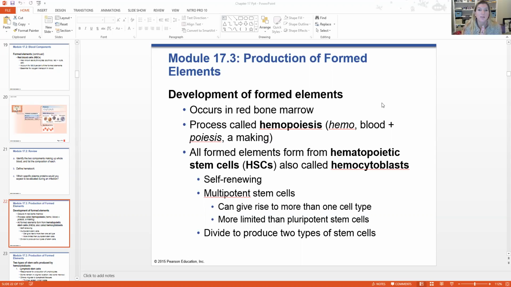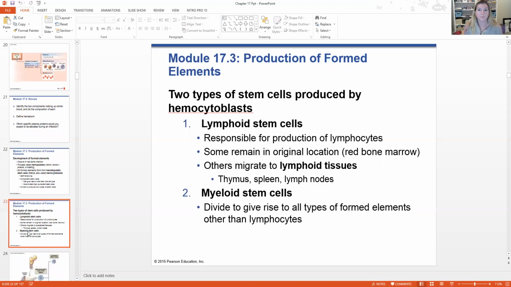They basically divide and, like I said, they produce those two types of cells. They produce the stem cell that is going to recreate more stem cells, and then the cell that can differentiate into a new blood cell. So those hemocytoblasts produce the lymphoid stem cells. The lymphoid stem cells are responsible for production of all of the lymphocytes.